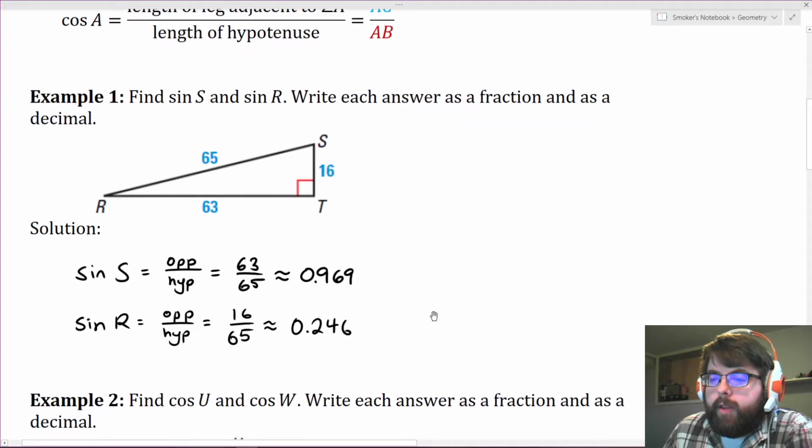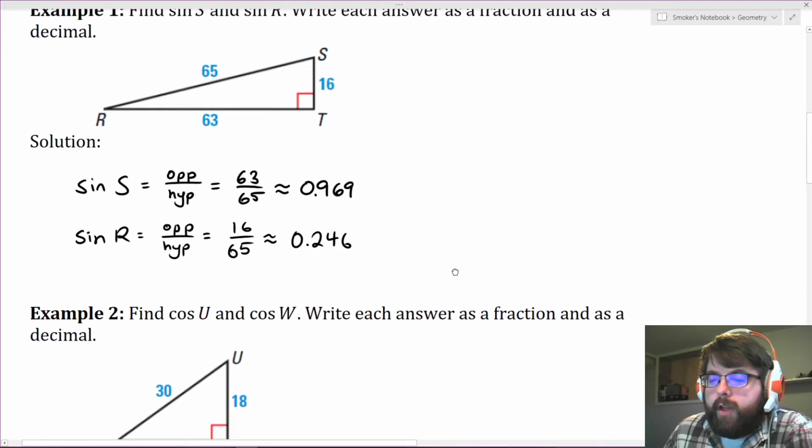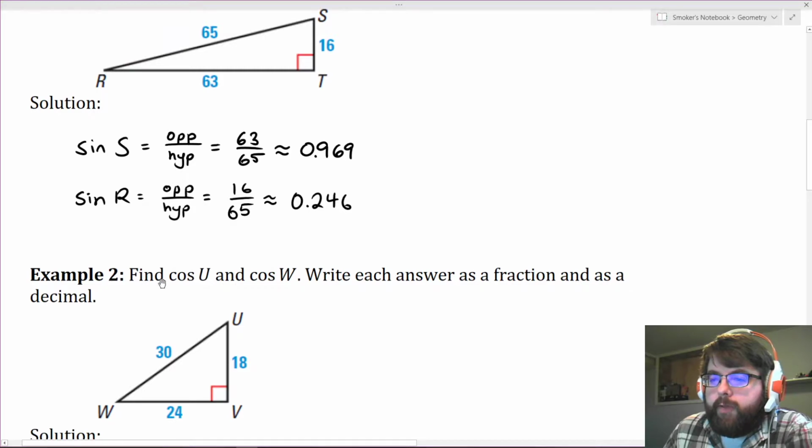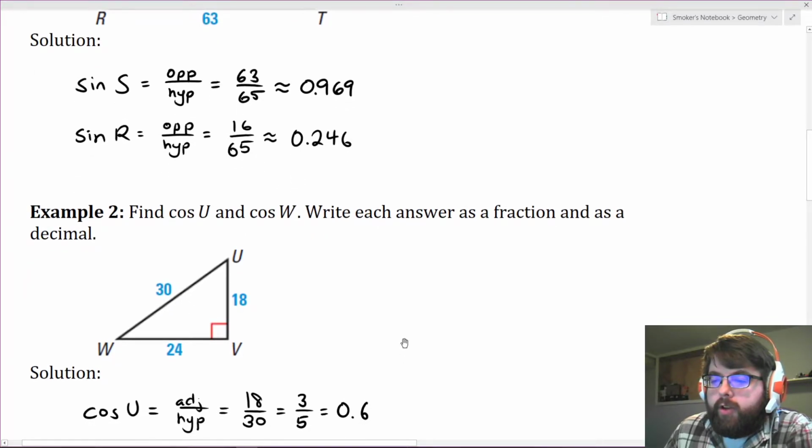Example 2, cosine of u and cosine of w. So we're going to do the trig function cosine, and we're going to do it for u, and then we're going to do it for w. Cosine is adjacent over hypotenuse. So looking at u, adjacent is 18, hypotenuse is 30. So you're going to do 18 over 30, which is the same as 3 over 5.